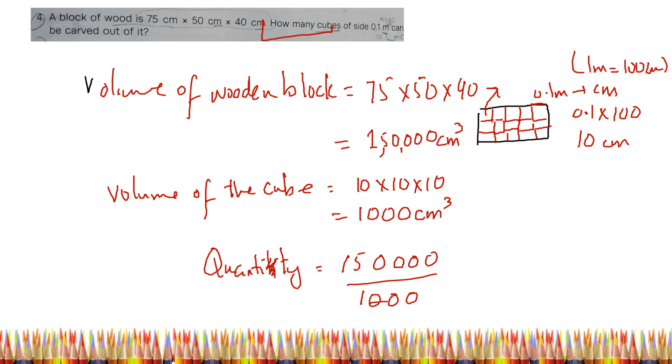So we can cancel these three zeros with these three zeros and we will get 150. So that means 150 cubes can be carved out from the wooden block that was given in the question. So this is how you will be finding the quantity.